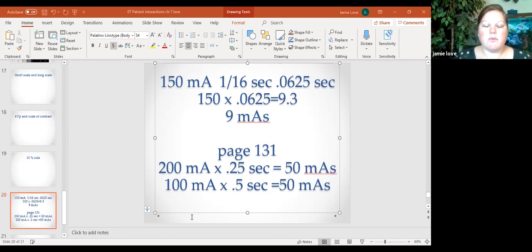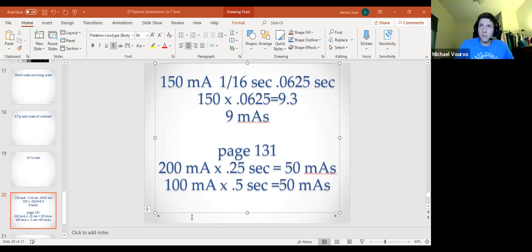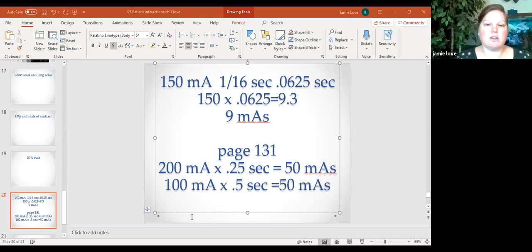For the 15% rule, we know that if we increase kVp by 15%, we are getting more penetration, effectively doubling the number of photons coming through. See how changes in 15% adjust contrast? If you increase 15%, are you making your scale of contrast longer or shorter? Longer, so it's going to make a longer scale of contrast. If we decrease kVp by 15%, we're going to have a shorter scale of contrast.